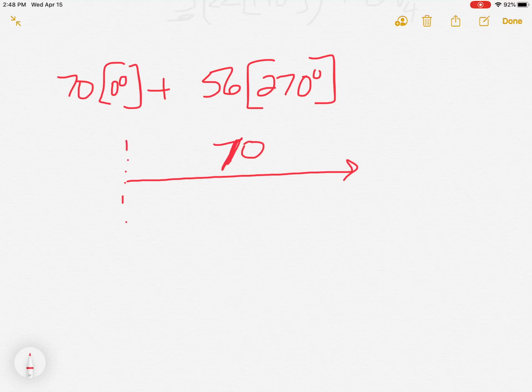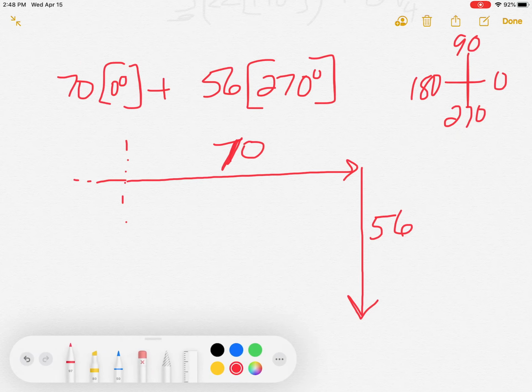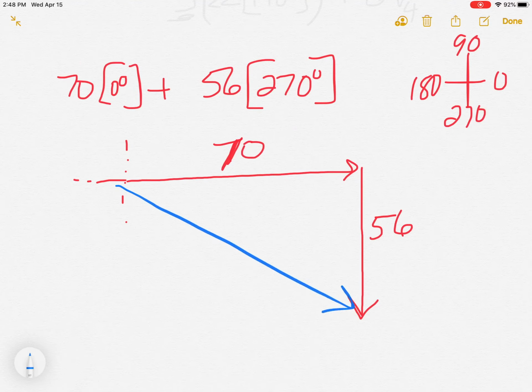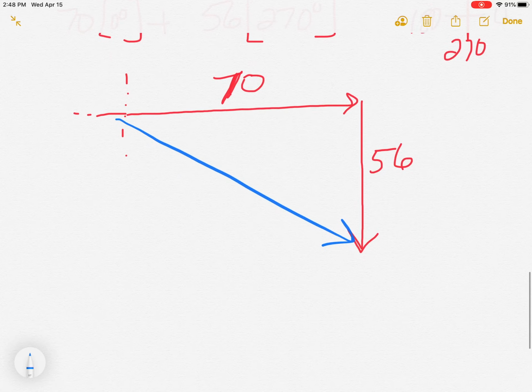70. And of course we can give ourselves a reference frame so we know what we got there. 70. Then tip to tail, I need a 56. 270 is straight down, right? Remember your 0, 90, 180, 270. And that one's a little shorter, so 56. And we have to figure out the resultant, or the sum of those 2, which is this line right here. And we do that, in this case, because those 270 and 0 are on a 90-degree angle. This is just a simple Pythagorean theorem. All right?